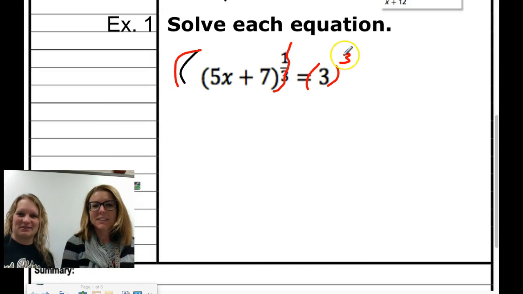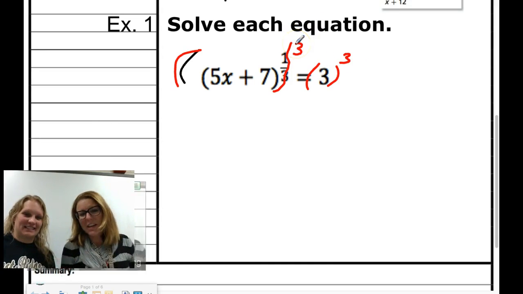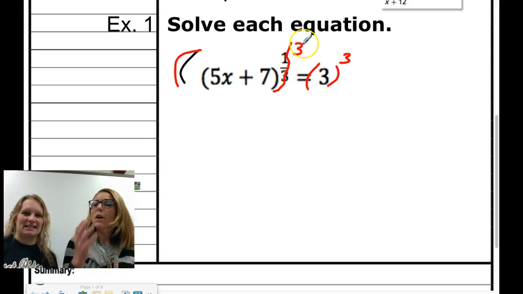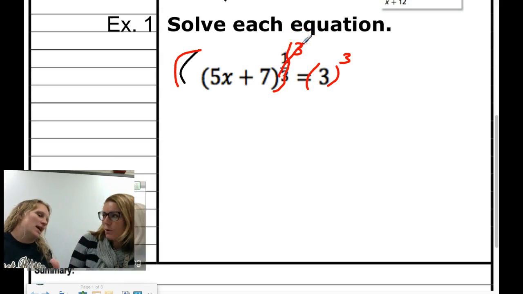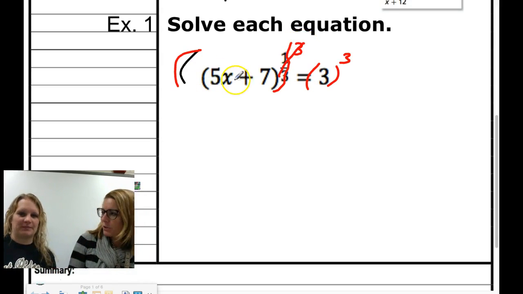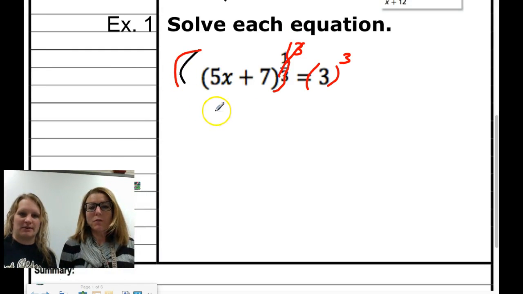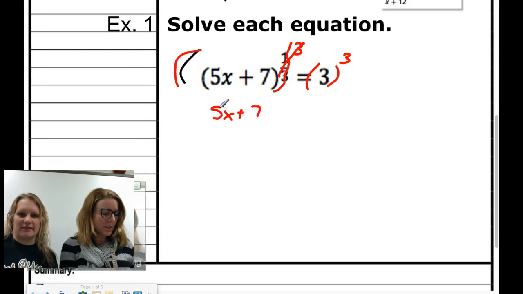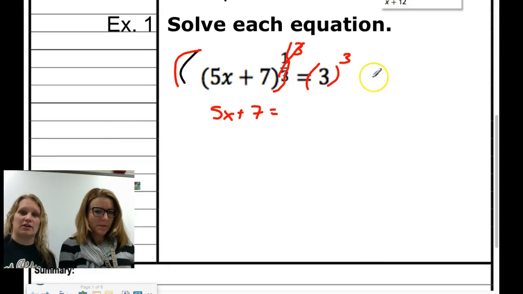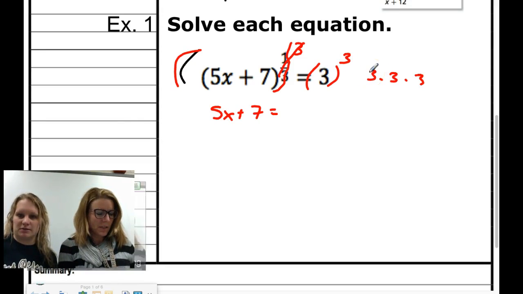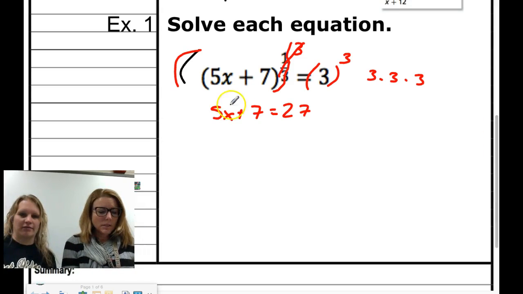Okay, so we're going to raise it to the 3rd. So then that's going to cancel, because 1/3 times 3 is 1. Now we end up with 5x plus 7 equals 3 to the 3rd. That's 3 times 3 times 3, so 27.